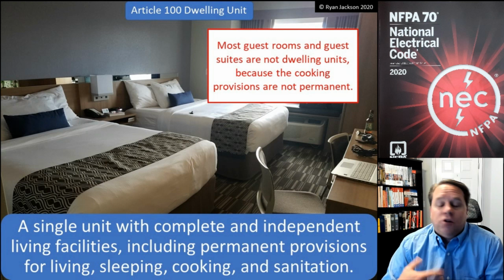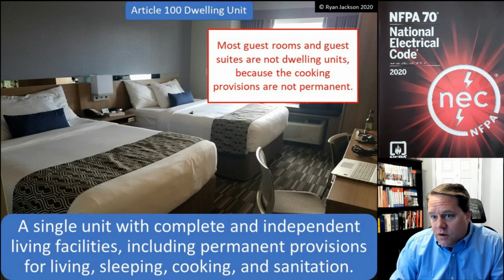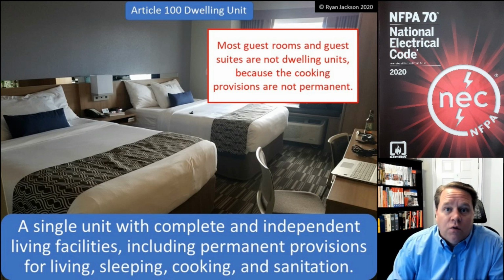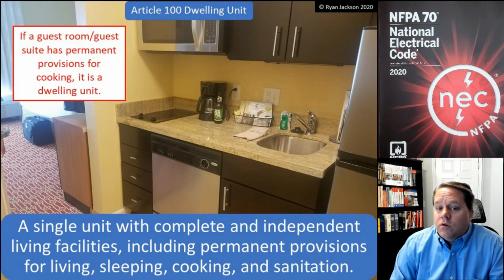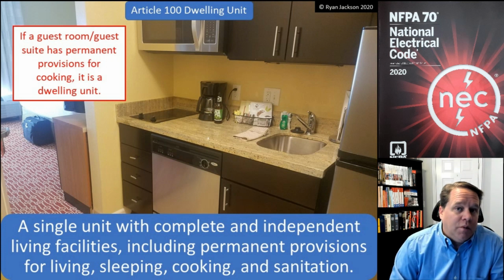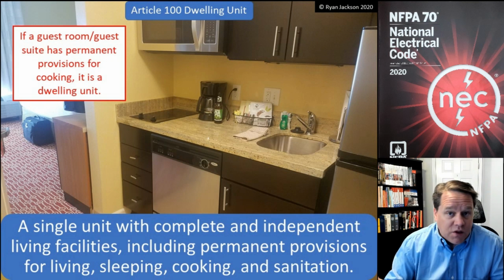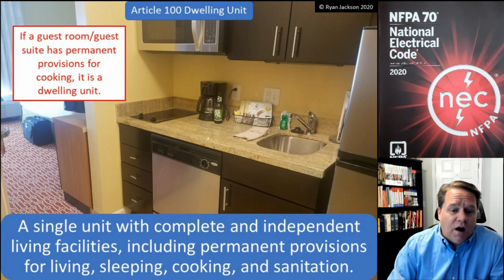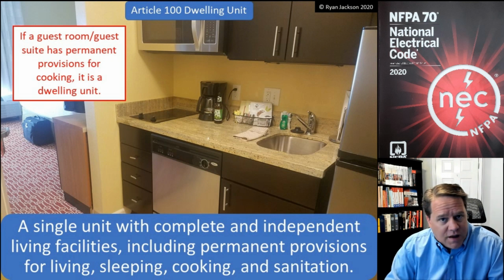Now, a lot of hotels do not. Here in this photograph, this did not have permanent provisions for cooking. But I stay in a fair amount of hotels. I mean, my job is traveling around teaching the code. So I stay in a lot of hotels. And it's getting more and more common where the hotels that I stay in do have permanent provisions for cooking. And in that case, they meet the definition of a dwelling unit. So looking at this photograph here, this is a dwelling unit. It's got independent living facilities, permanent provisions for living, sleeping, cooking, and sanitation.